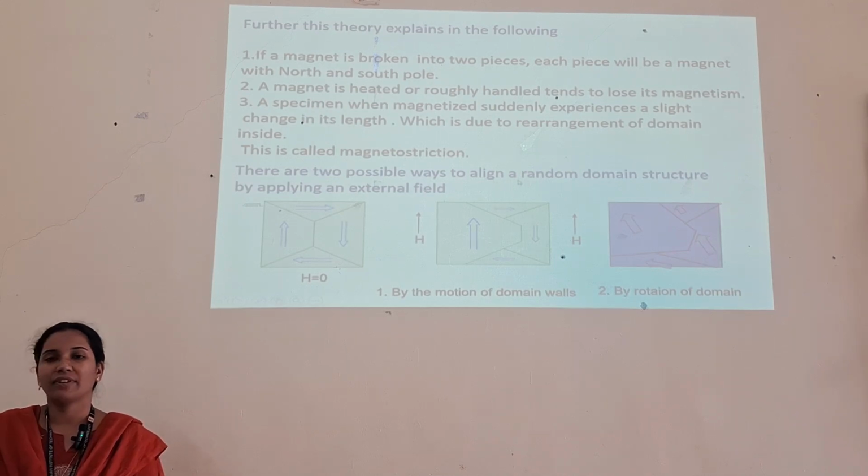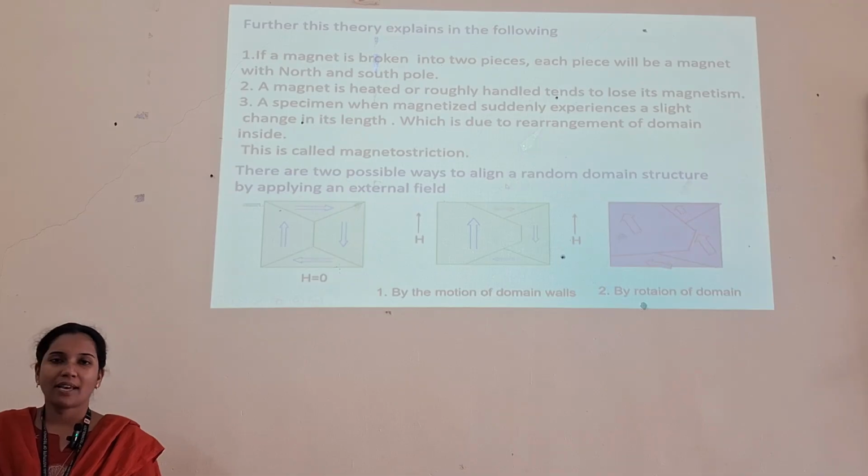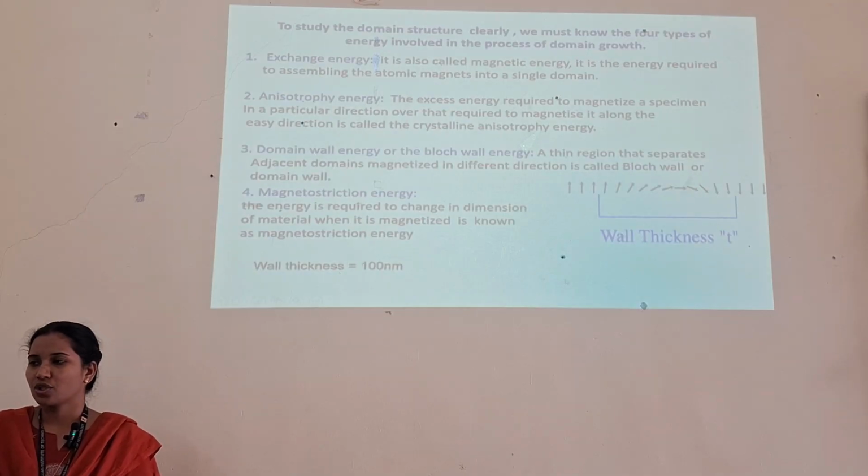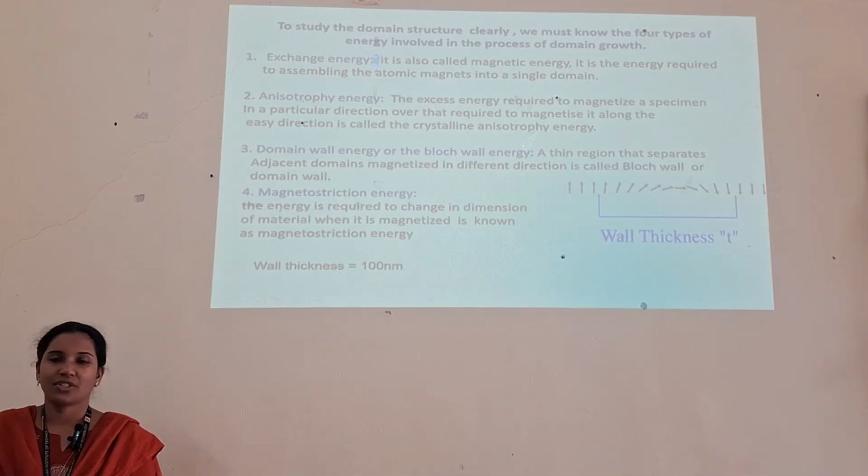There are two possible ways to align a random domain structure by applying an external field, where H is equal to 0: by the motion of domain walls, and, as you can see in figure number 2, by the rotation of domains. To study the domain structure clearly, we must know the four types of energies involved.